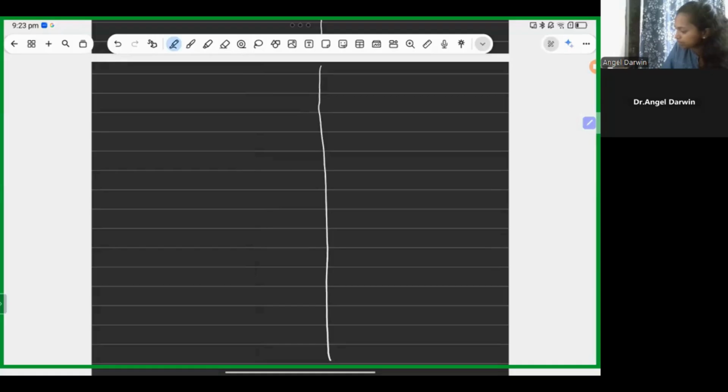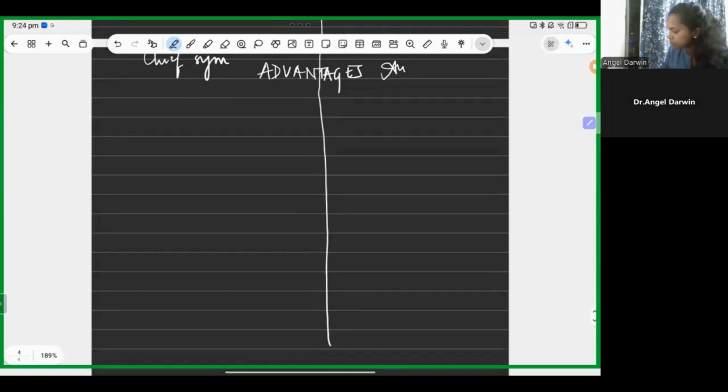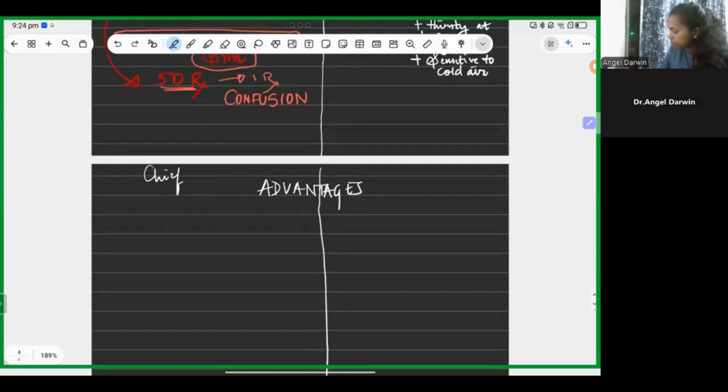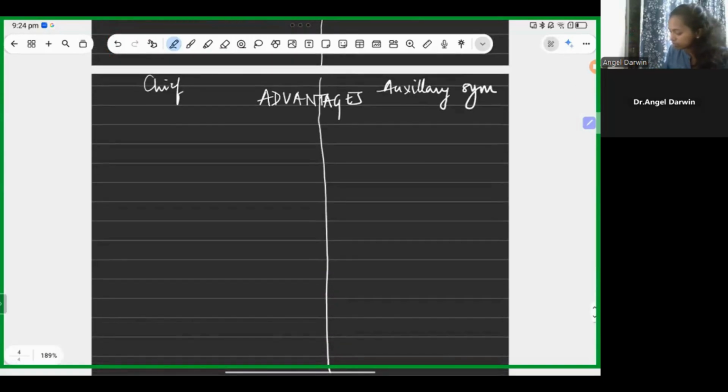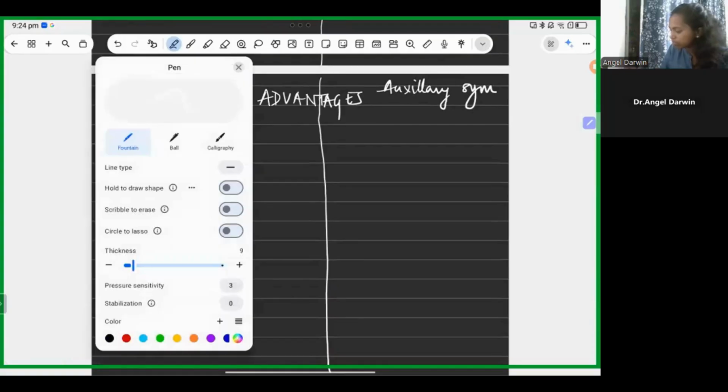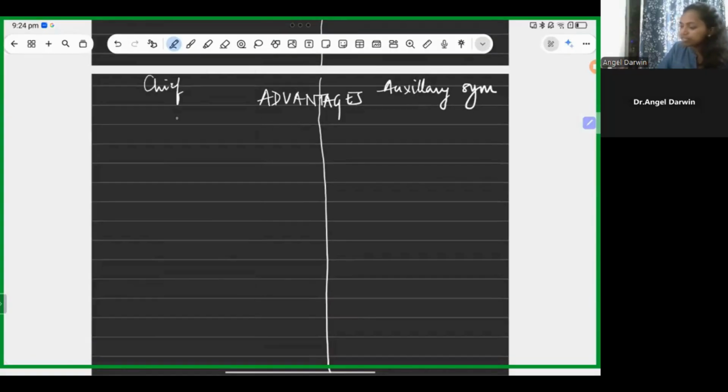Advantages. Chief symptom and auxiliary symptom. What are the advantages? On chief symptom, there is no advantage here. Okay. There's no advantage in chief symptom. For auxiliary symptom, the advantage is that out of the 50 remedies that we saw from chief symptom, it narrows down.